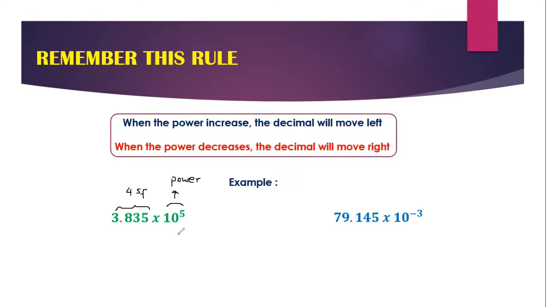For example, when I change this power to the power of 6, 5 to 6 is an increase. So when the power increases, the decimal will move left. So this decimal will move left, and it will be 0.3835 times 10 to the power of 6. Of course, we have to put the 0 here.